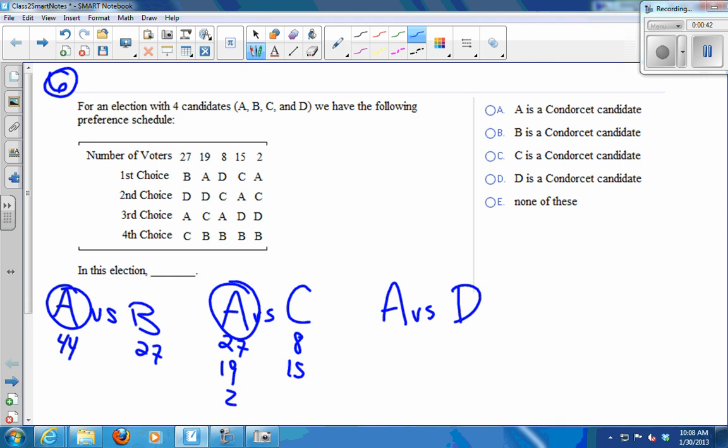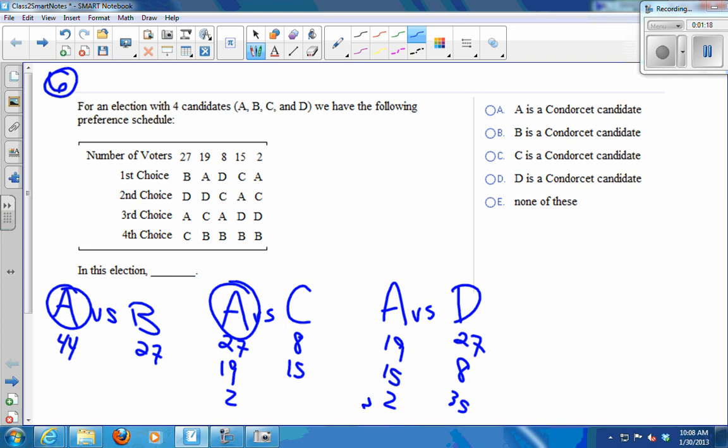So A versus D. These 27 people would choose D because it's ranked higher. The next 19 would choose A. The next 8 would choose D. And then these 15 would choose A. And the last 2 would choose A. So 27 and 8, that's 35. And 15 and 19 is 34, 36.